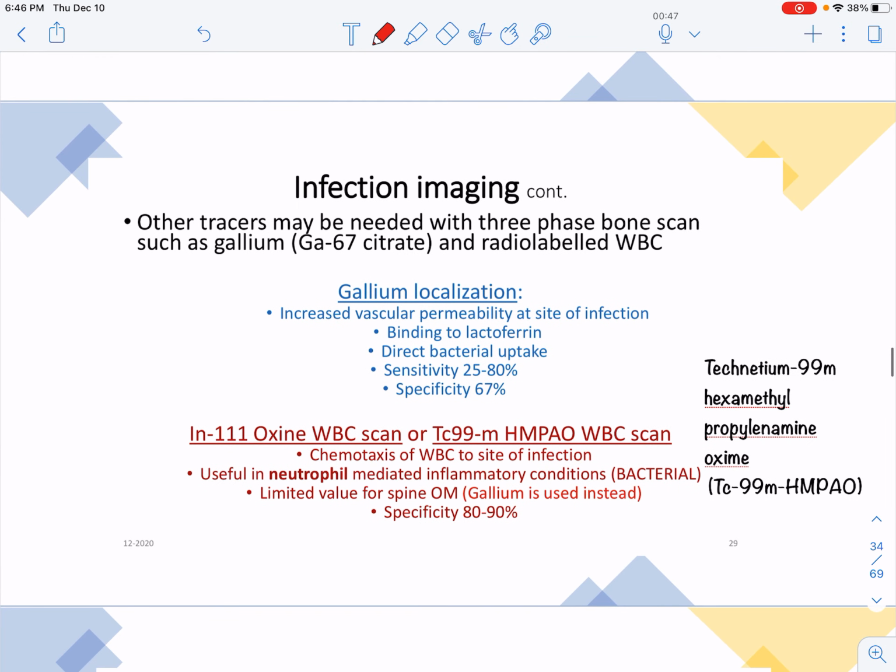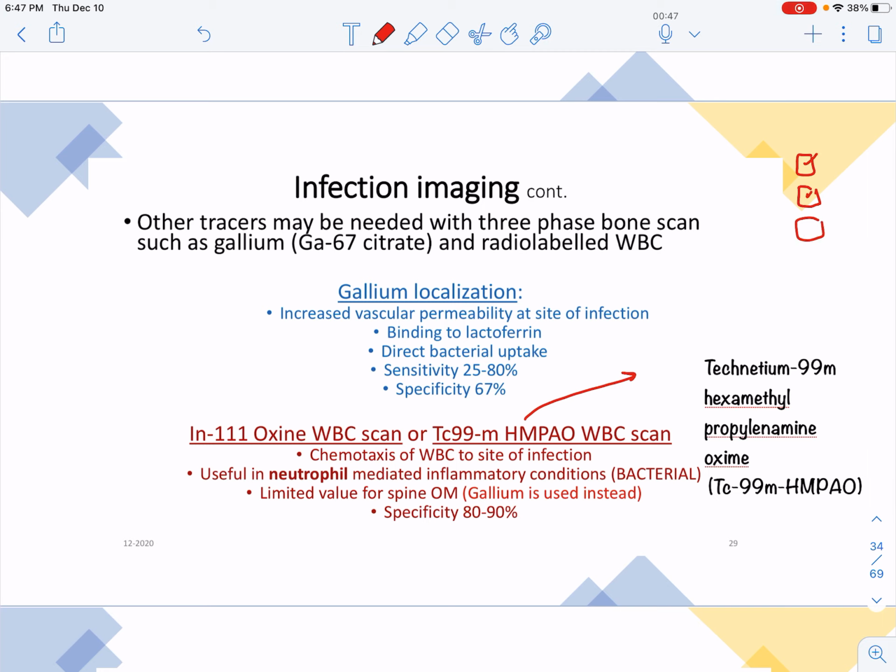ليه أحيانا نضطر إن احنا نضيف غاليوم؟ ممكن يعني كنا احنا ماشيين ان احنا عندنا تكنيسيوم، والتكنيسيوم حيروح للبون مع عشان عنده فوسفيت فاميلي. ليه احنا احيانا حنضيف غاليوم؟ ليه احنا احيانا نضطر نضيف انديوم اوكسين WBC scan or technetium HMBAO؟ This is explanation for the abbreviation.